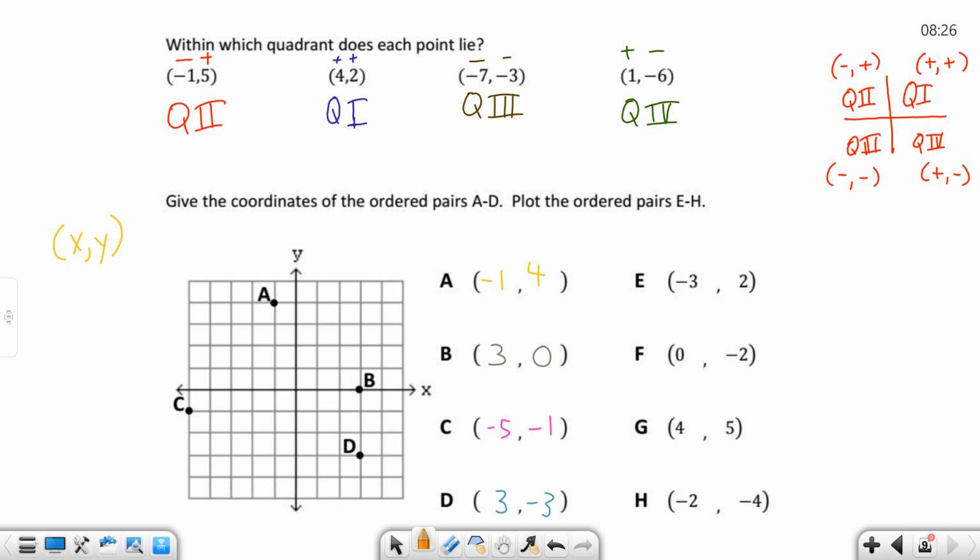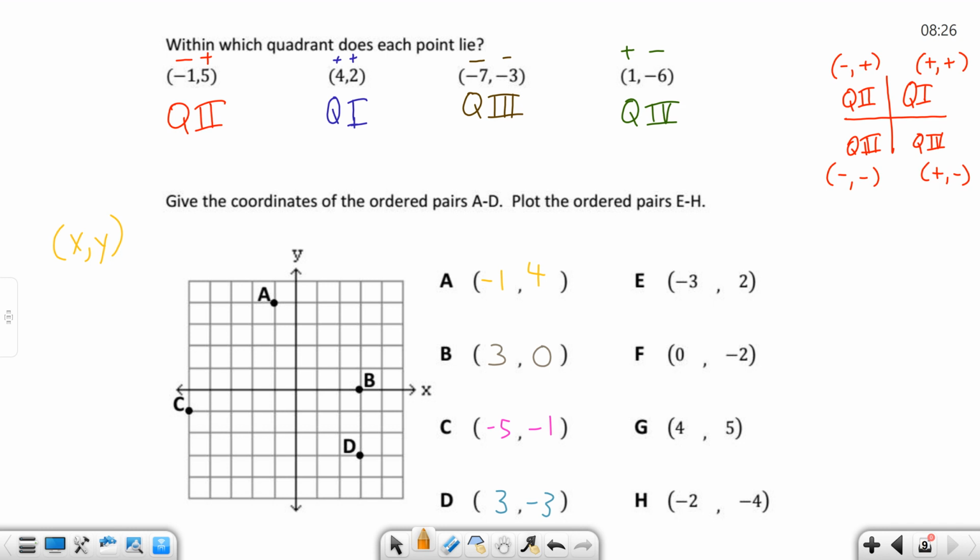D is the point 3 comma -3 of the ordered pair, 3 for the x, -3 for the y. It's very important that x comes first and the y comes second, all right? It's why it's called an ordered pair, because the order matters. Okay? If it was just a pair, then it wouldn't matter, but it's an ordered pair, so the order matters.